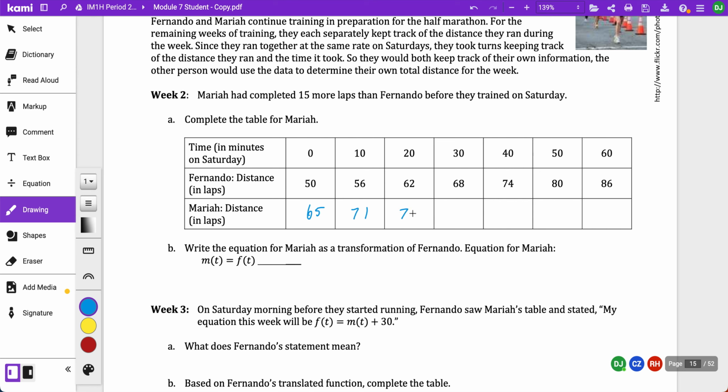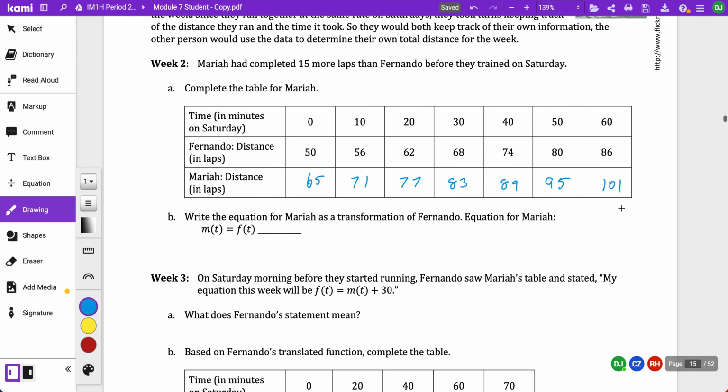And if we continue to add 6, we would get 77, 83, 89, 95, and 101. Now, if we want to write an equation for Mariah that transforms Fernando's equation into Mariah's, this would be Mariah's distance is equal to Fernando's distance plus 15. That 15 represents the additional 15 units that Mariah ran during the week.